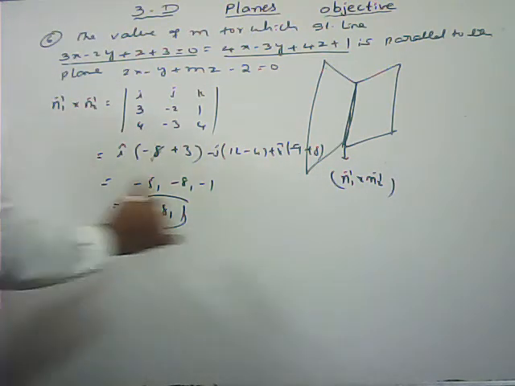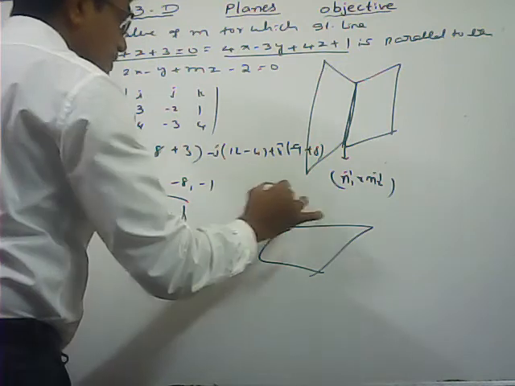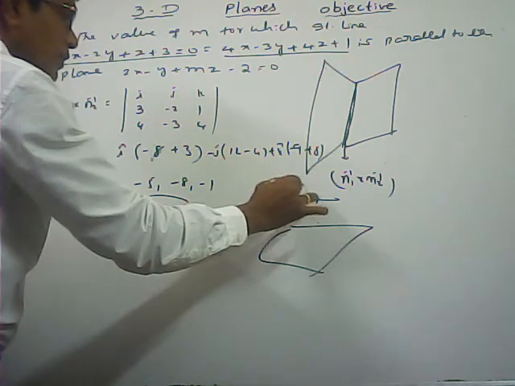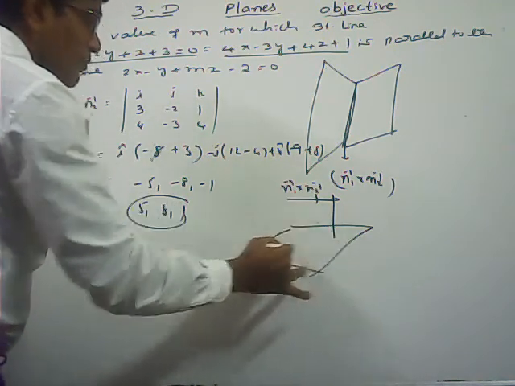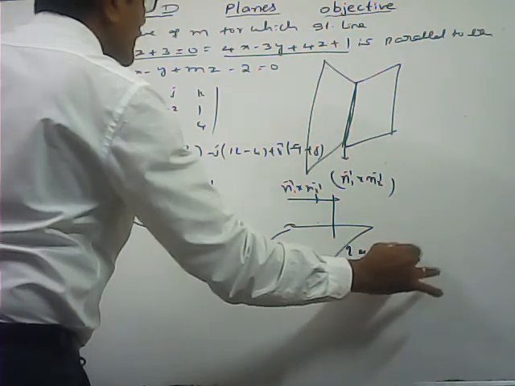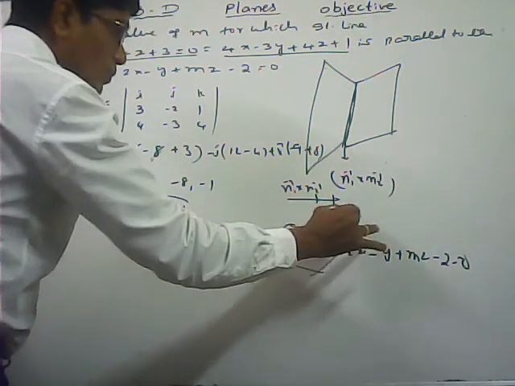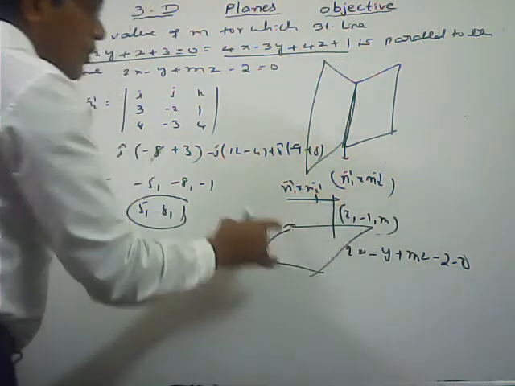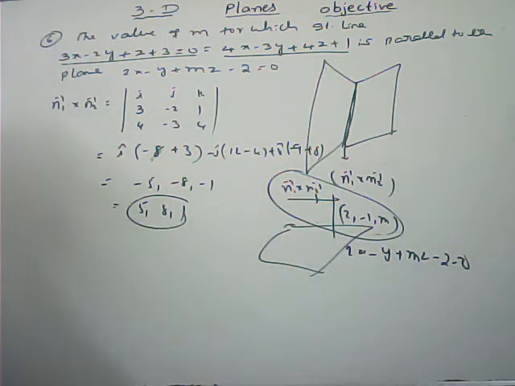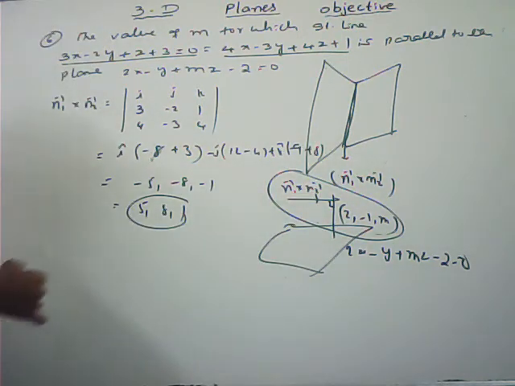And what they are asking, one more plane equation is given. So this is parallel to n1 bar cross n2 bar, that is, the line is parallel to this plane. What about this plane? 2x minus y plus mz minus 2 is equal to 0. So what are the normal d.r.s of this one? 2, minus 1, m. If that line is parallel to the plane, these two are perpendicular. If these two are perpendicular, the dot product of the two should be equal to 0.